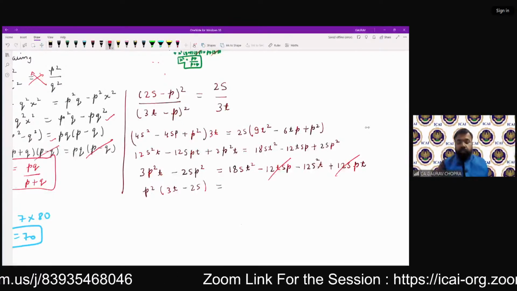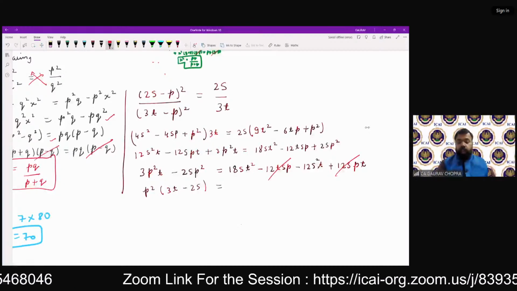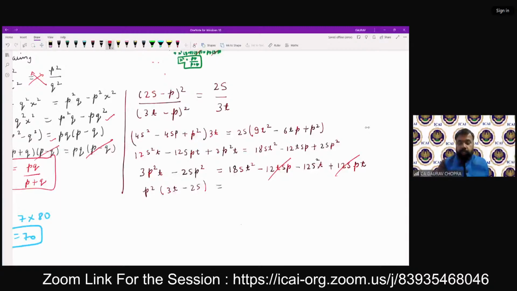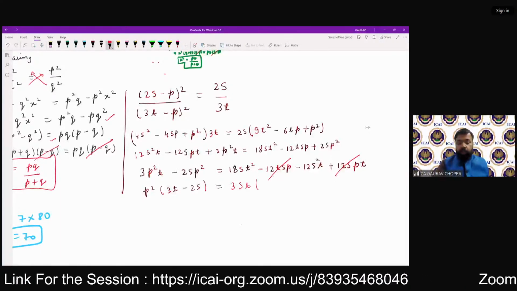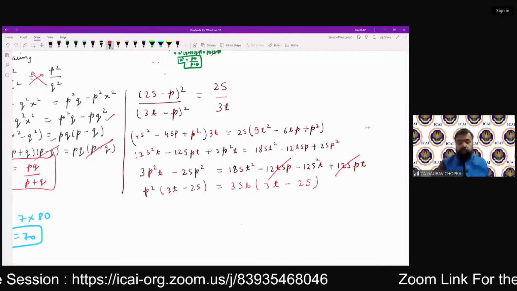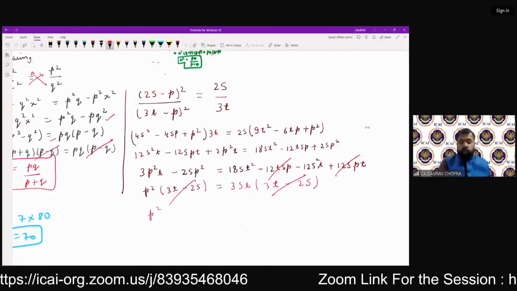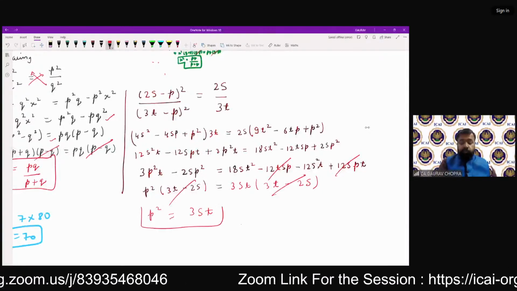You cancelled both of them. What is left: 18st square and 12s square t. So let's take common. 3st is common. What is left: 3t minus 2s. Now you can again cancel this and get the result: p square is equal to 3st.